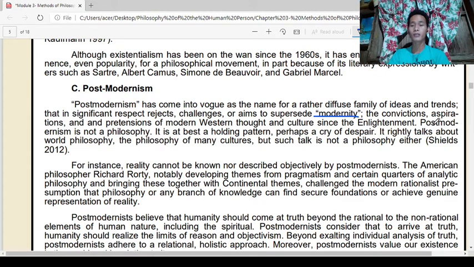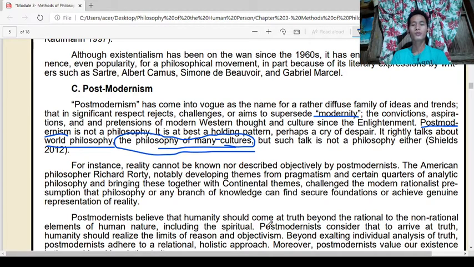Postmodernism is not a philosophy. Take note, postmodernism is not a philosophy. It is at best a holding pattern, perhaps a cry of despair. It lightly talks about the philosophy of many cultures, but such talk is not a philosophy either. Postmodernism is not a philosophy, but it only talks about the philosophy of many cultures. Diba? Culture is dynamic. Also, in postmodernism, truth is not absolute.